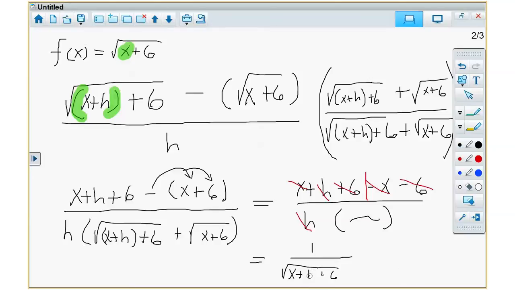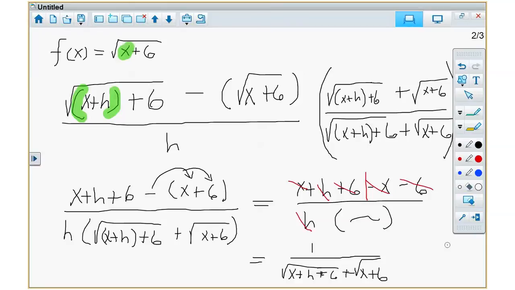x plus h plus 6 times the square root, or plus the square root of x plus 6. This would be so much easier if I could write it with a pen. My hand's hurting.